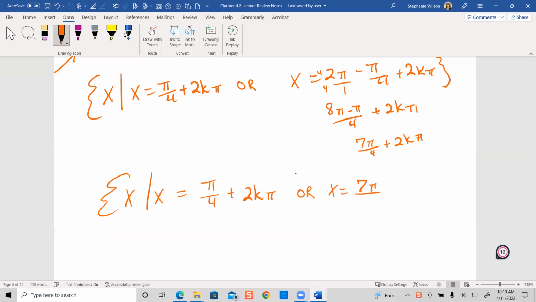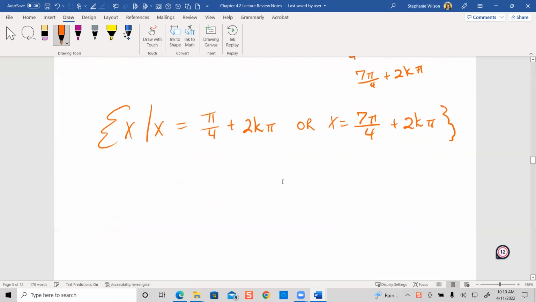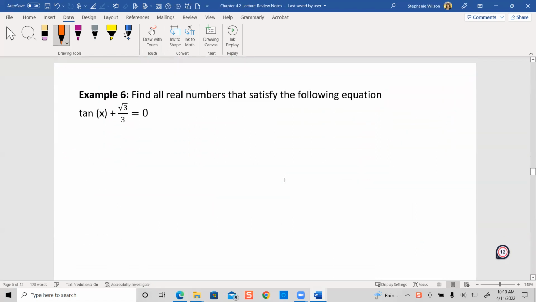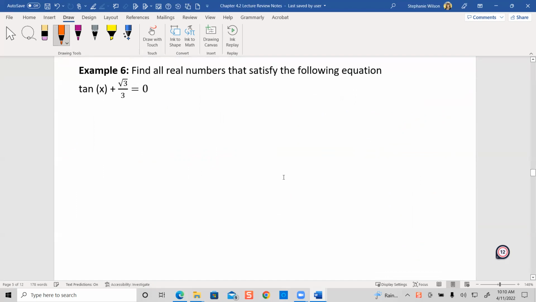All right, so we are good. So let's go on to our next example. Find all real numbers that satisfy the following equation.